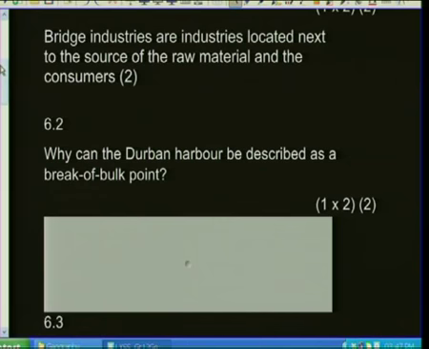6.2. Why can the Durban harbour be described as a break of bulk point? This goes back to the very beginning where we said we need to understand our definitions. A break of bulk point is an area where we change from one mode of transport to another. For example, from road to train, or from train to ship. Durban harbour, they're asking why is it described as a break of bulk point? Fairly straightforward.